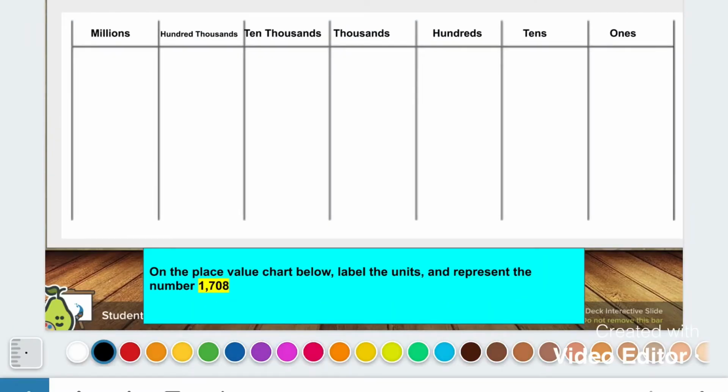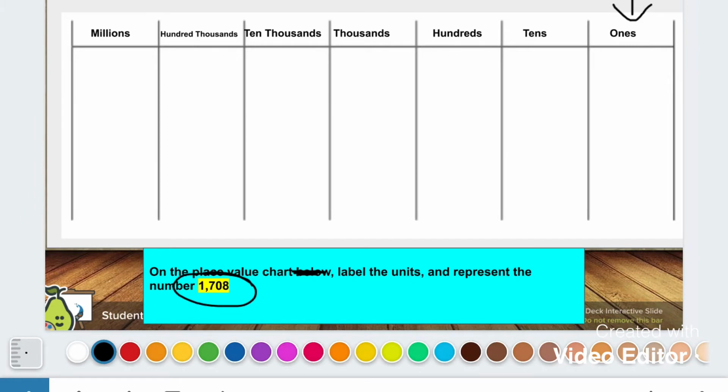Let's try this in our first problem. I have 1,708, and it tells me that on the place value chart, I'm going to label the units and represent the number 1,708. Simple enough. I'm going to start in my smallest place value. So what place value should I be starting in? I'll give you a hint. I drew an arrow right on top of the first place value that we're starting in. That's right, I'm starting in the ones.